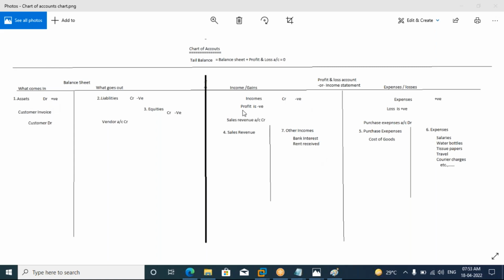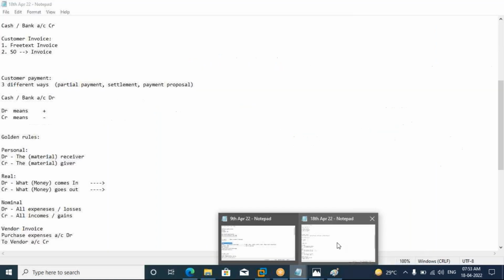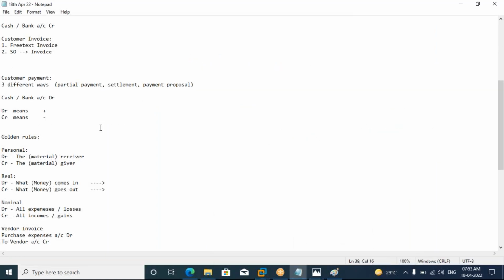Okay, what is this chart of accounts in detail? Tomorrow I will discuss with you in detail, positive and negative. Okay, it is too early to understand. It will not finish in 5 minutes. Debits mean positive, credit means negative.